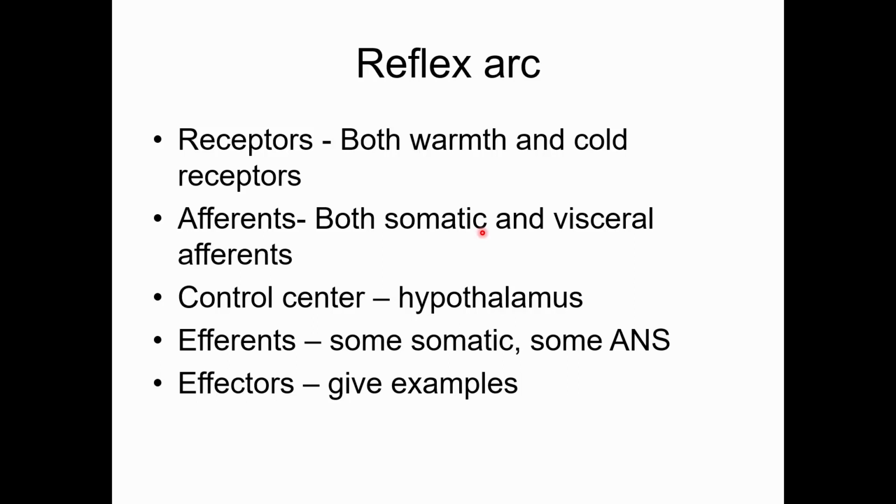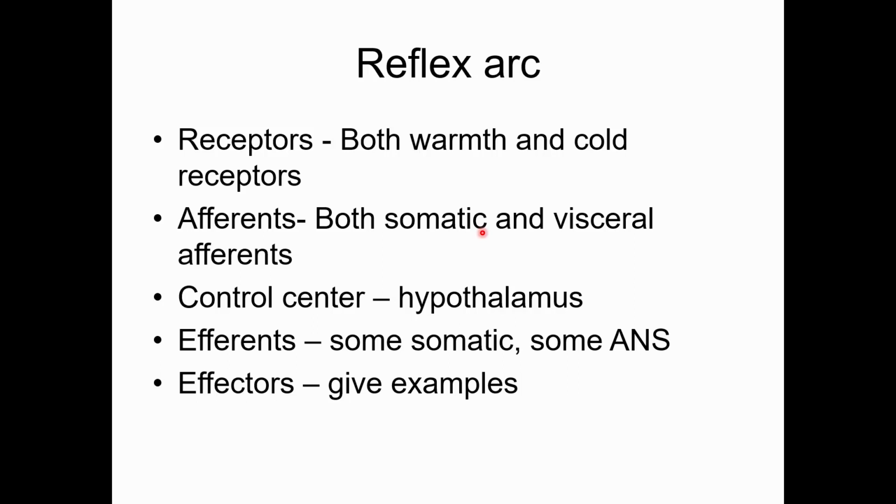So when we regulate temperature, we're using a reflex arc. Remember, there are receptors in the skin. We talked about that under the neurophysiology system. We have both warmth and cold receptors in the skin that respond to a different set of temperatures. We have some visceral receptors that measure temperature, so in the deep veins and that sort of thing, in addition to the receptors in the skin.